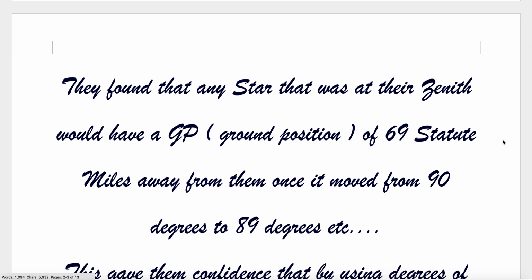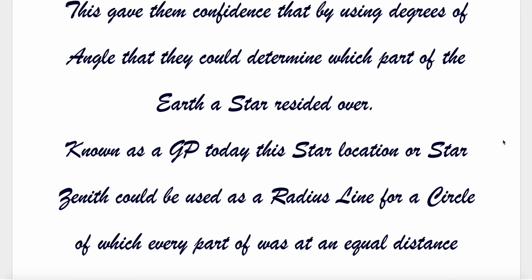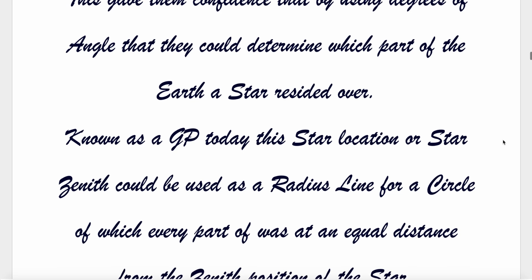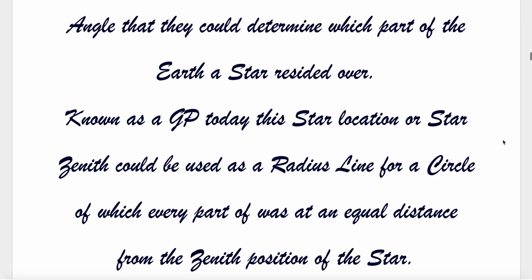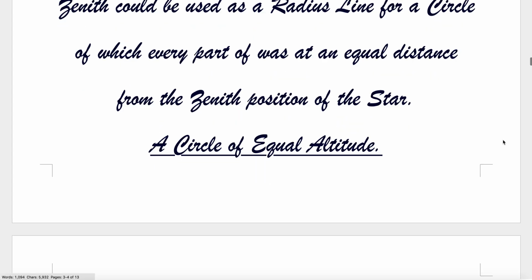They found that any star that was at their zenith would have a GP, a ground position, of 69 statute miles away from them once it moved from 90 degrees to 89 degrees, etc. This gave them confidence that by using degrees of angle they could determine which part of the Earth a star resided over. Known as a GP today, this star location on our star zenith could be used as a radius line for a circle of which every part was at an equal distance from the zenith position of the star, a circle of equal altitude.